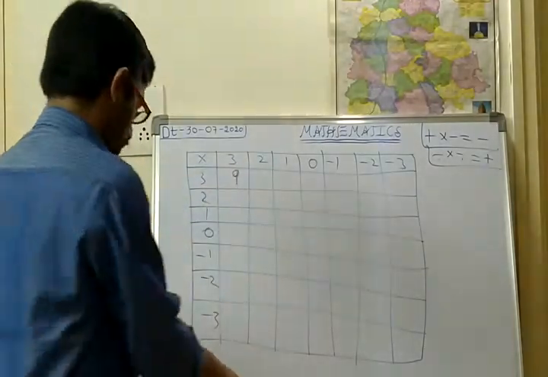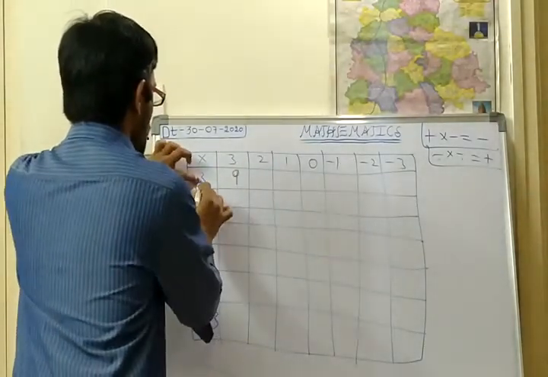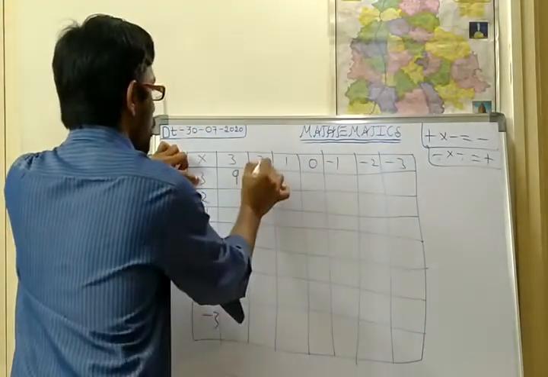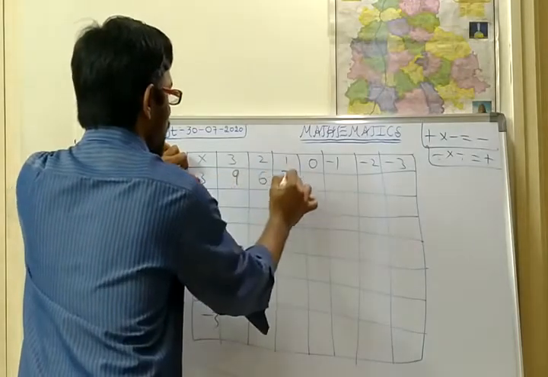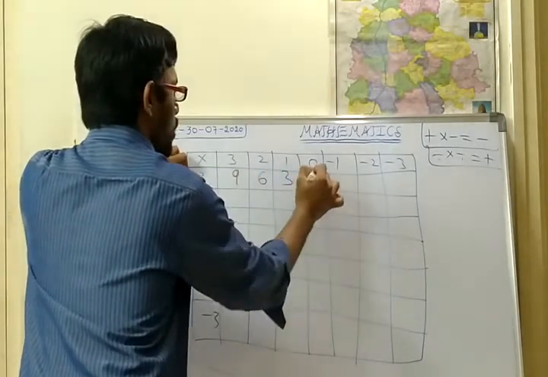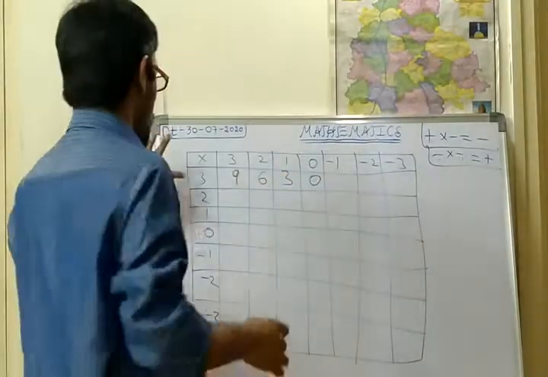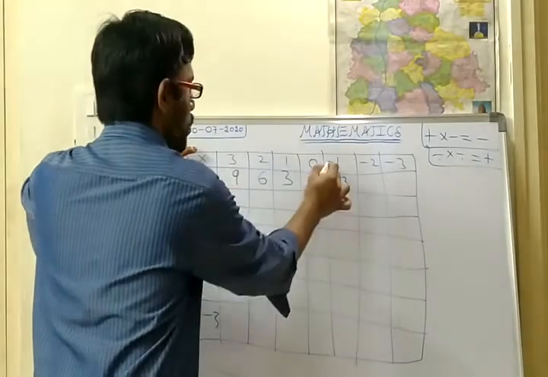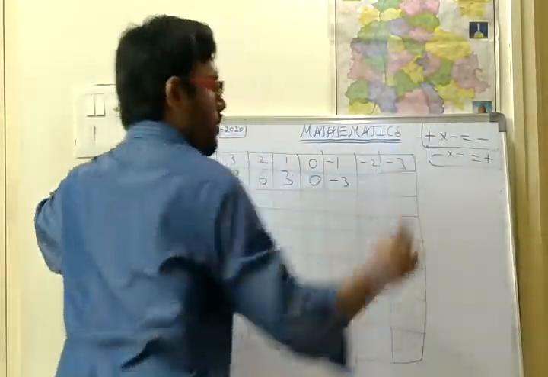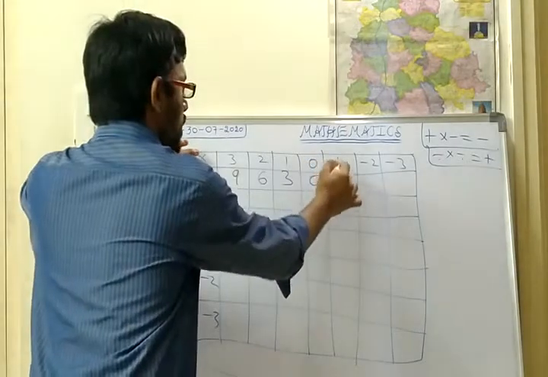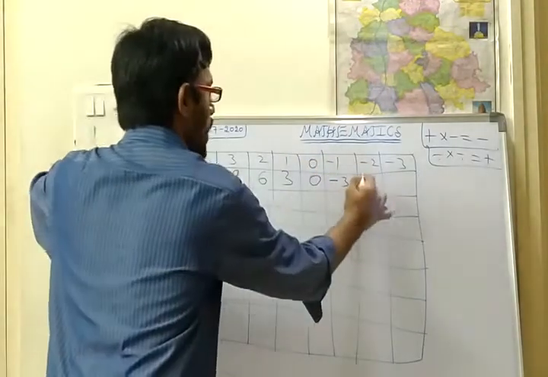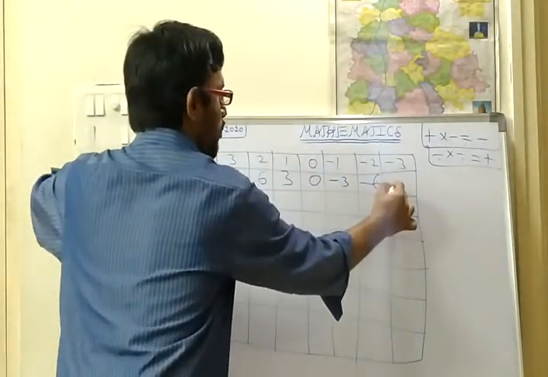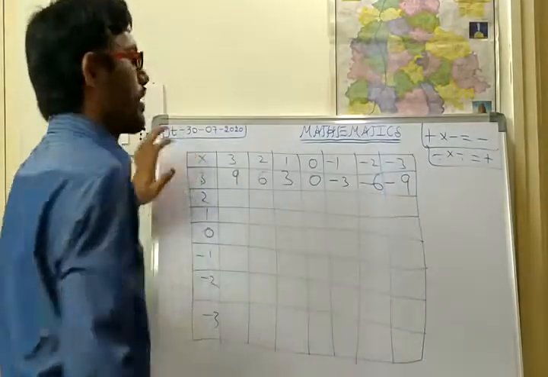Next, for this row, you should write all these columns. So 3 into 3, 9. Next, 3 into 2, 6. 3 into 1, 3. 3 into 0, 0. Anything into 0 is 0 only. Next, 3 into minus 1, minus 3, because plus into minus is minus. Next 3 into minus 2, minus 6. 3 into minus 3, minus 9. So like this we have to write.